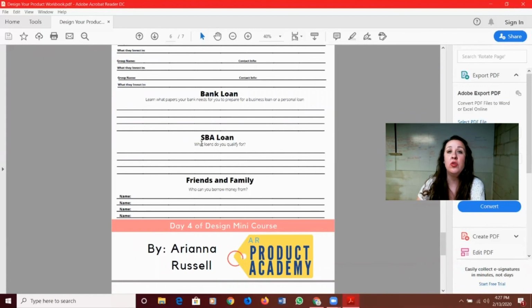What loans do you qualify for? There are different types of SBA loans, and the SBA or your local bank can help you figure that out just by answering a bunch of different questions and letting them know where you're at and what you're doing. And then also friends and family. Do you have anybody in your family or friends that maybe you forgot owes you money, or that you could borrow money from? Whether that is as an investor or just as a loan and you pay them back a percentage.